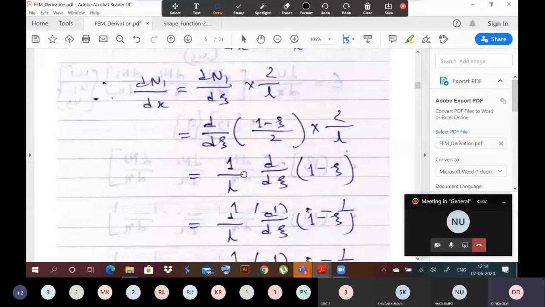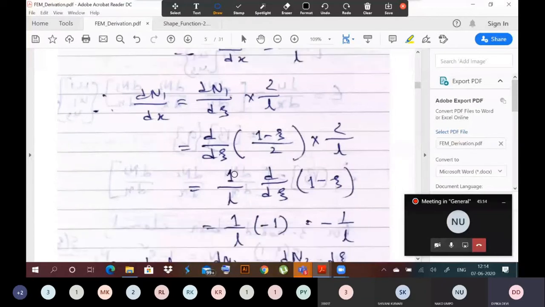Strain is equal to B into Q. Q is the nodal displacement, U1, U2. The U1, U2 values are given in the problem. Displacement at node 1 and 2 is given. These two values are given.